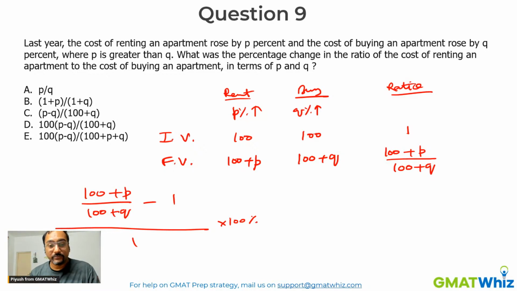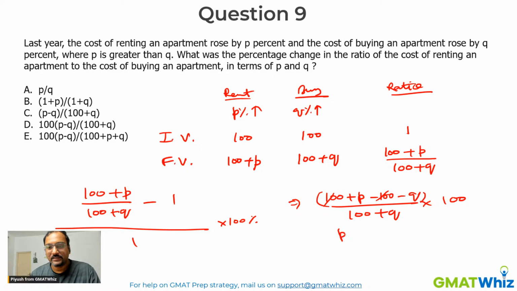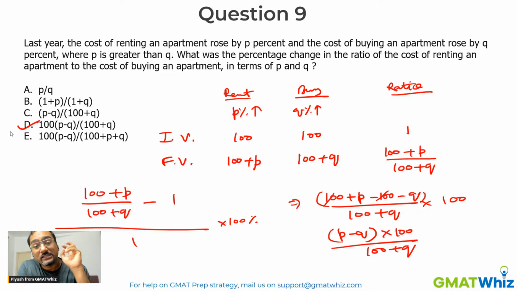Okay. So very simple. If I do this now, in the numerator I'll get this. In the denominator, I'll have 100 plus Q and then multiplied by 100. Simple. Now what is this? 100 gets cancelled. I get P minus Q times 100 divided by 100 plus Q, which is my option D. Okay, straightforward. So in these questions where you have answers in the form of variables, don't rush into solving. Do it slowly and get to an expression yourself first.